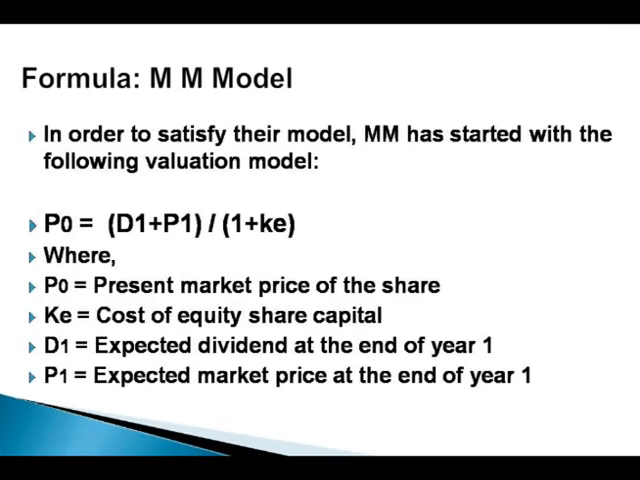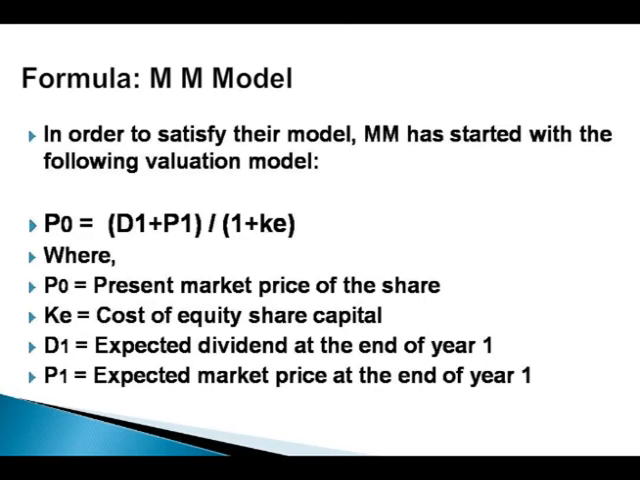Now, this is the formula of the MM model. In order to support their model, MM started with the following valuation model. P0 is equal to D1 plus P1 divided by 1 plus KE, where P0 is the present market price of a share, KE is the cost of equity shares, D1 is the expected dividend at the end of the year, and P1 is the expected market price at the end of year 1.